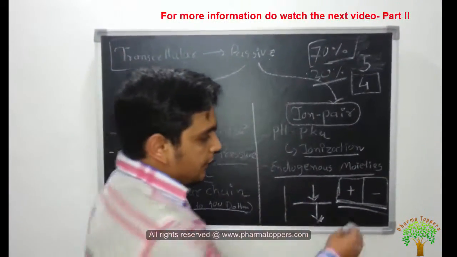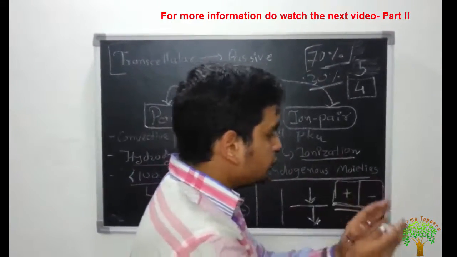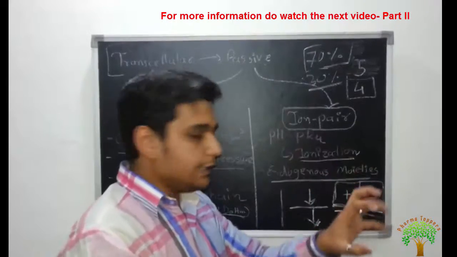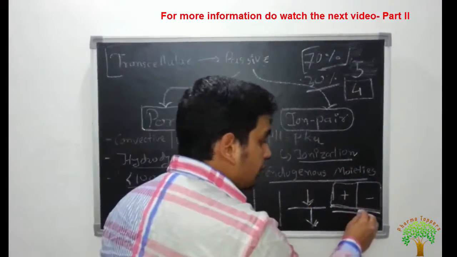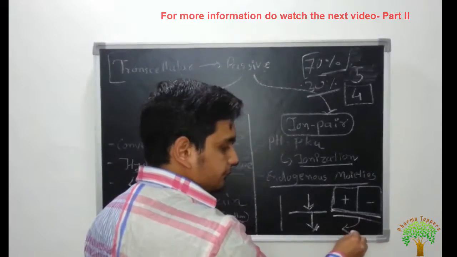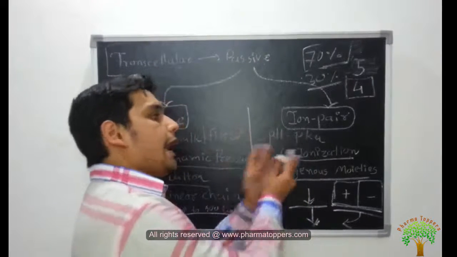Now, once the endogenous moiety is bound to the ionized drug molecule, it forms a molecule which is unionized. And now this molecule will pass through the membrane by means of simple passive diffusion. This is termed the ion pair transport.